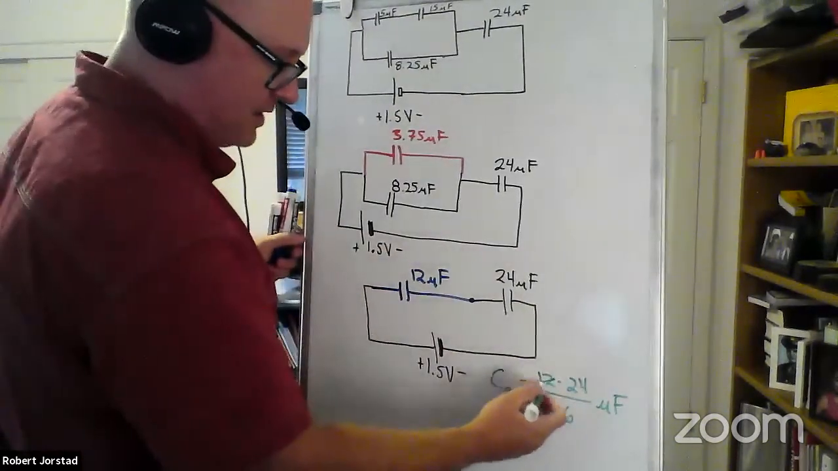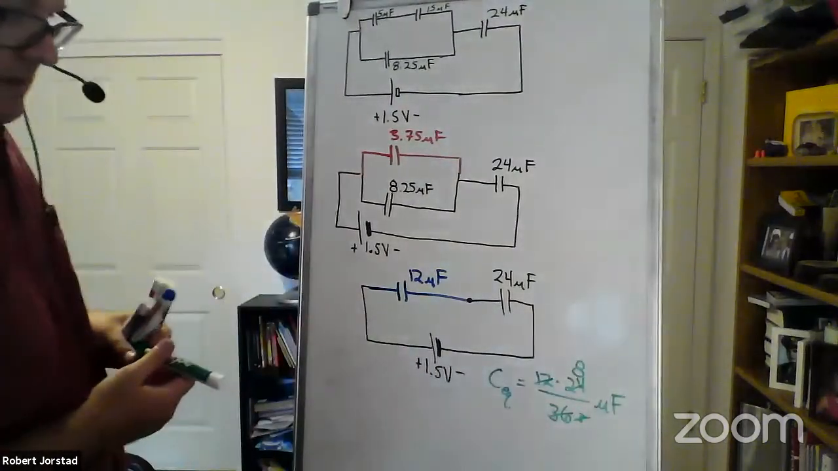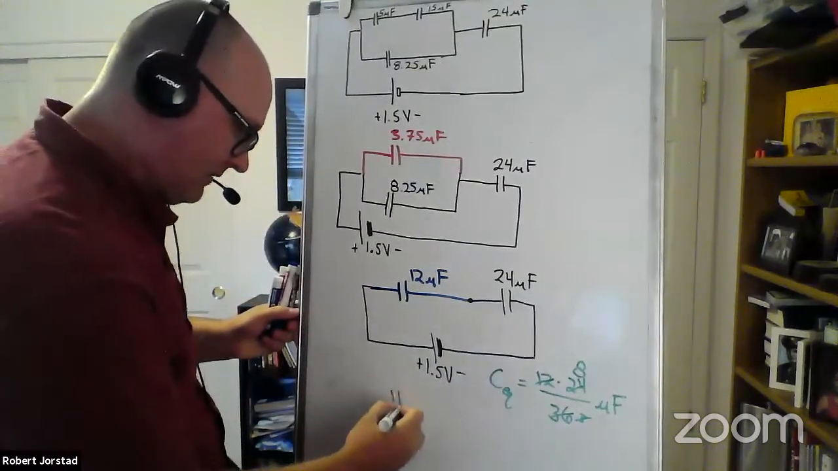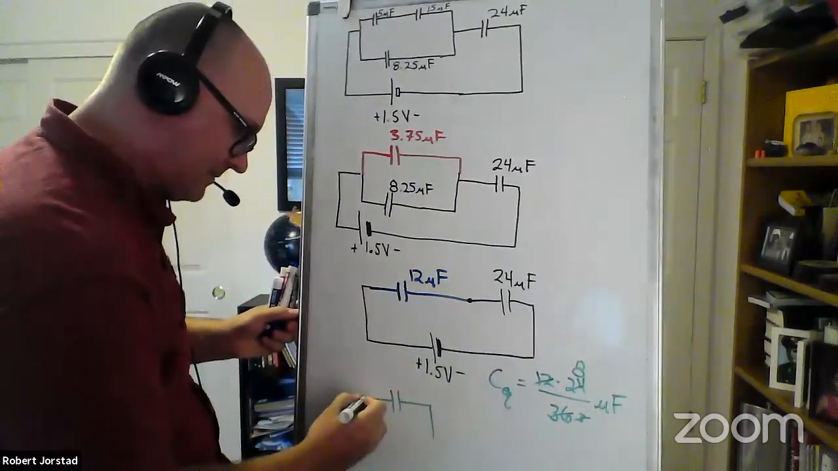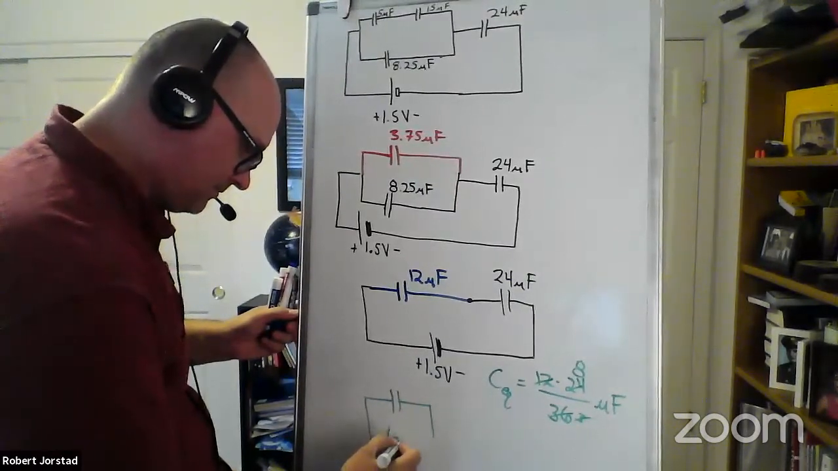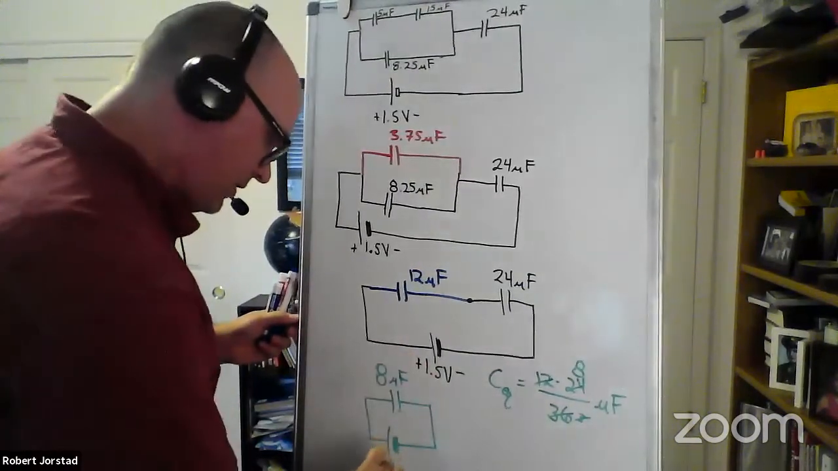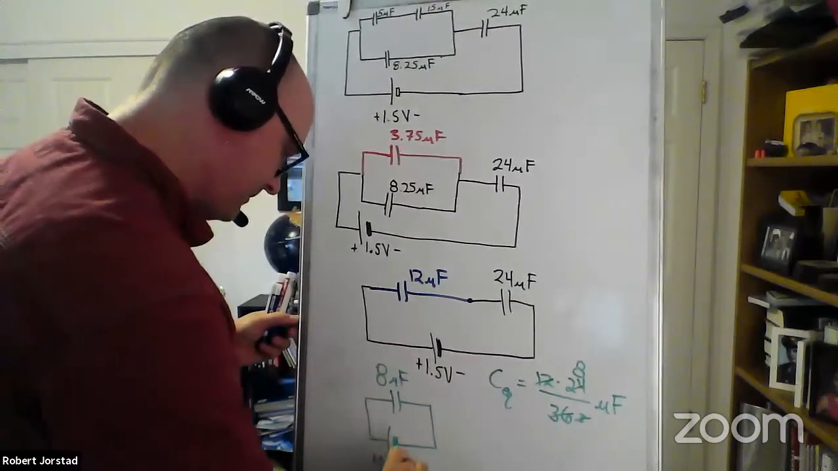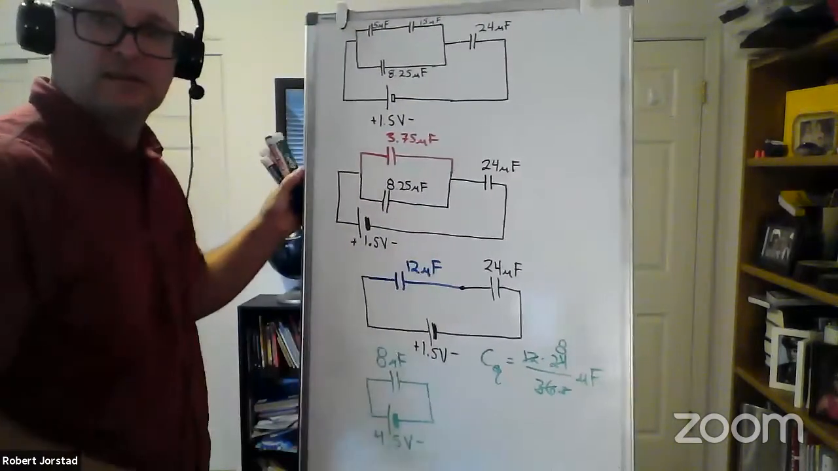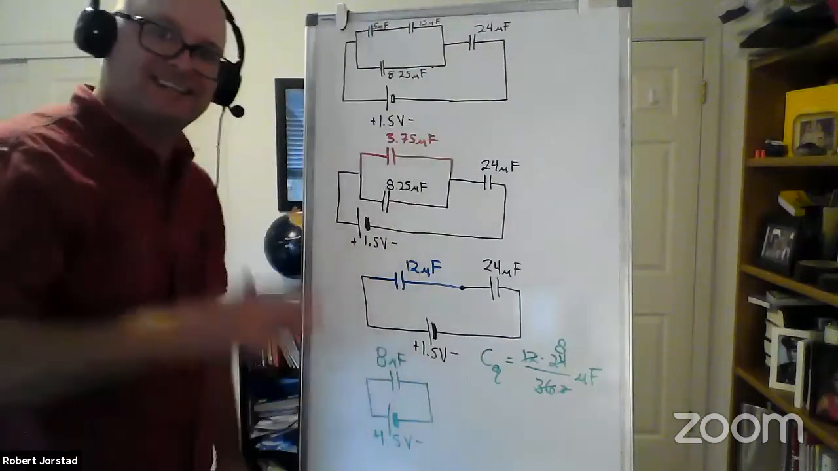Well, let's see. This drops out. That becomes a 3. Doesn't this become an 8? I think I did that right. So in the end, this circuit is actually just equivalent to an 8 microfarad capacitor with a 1.5 volt battery. All right, so this was figuring out the equivalent capacitance.